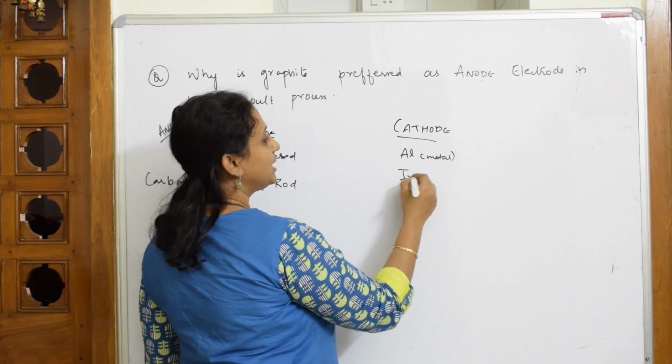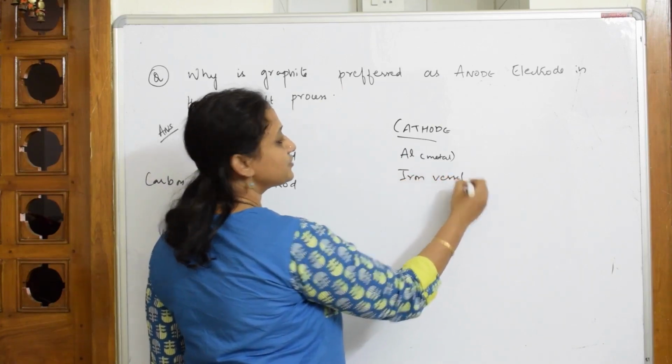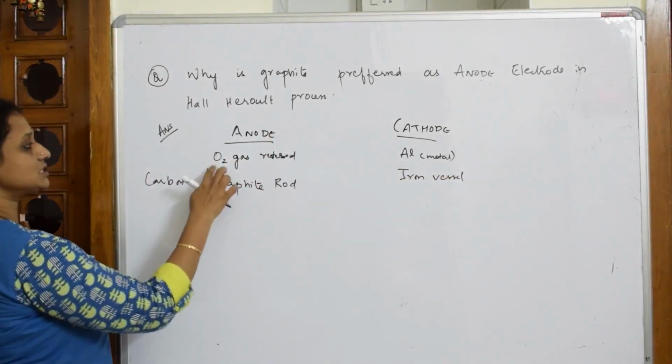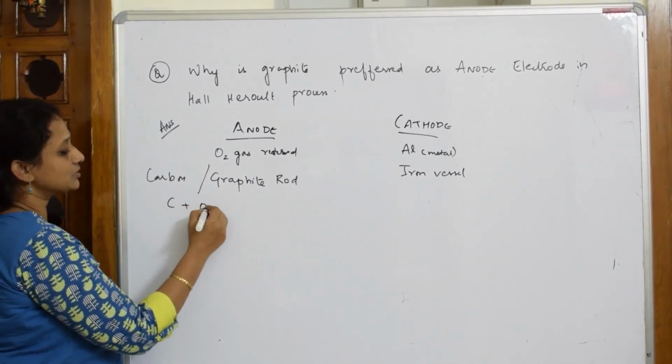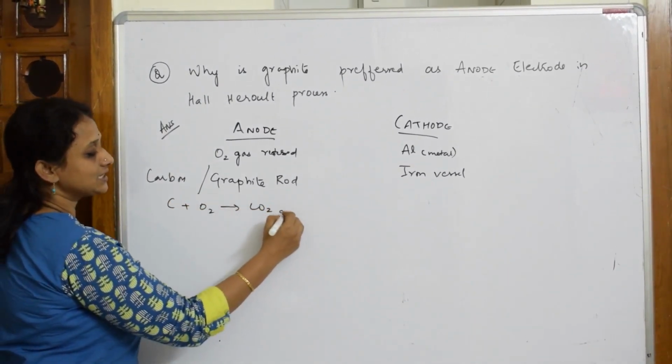Cathode is made up of an iron vessel. This is what we have seen. Now what happens? The oxygen which is released is going to combine with carbon, forming carbon dioxide gas.